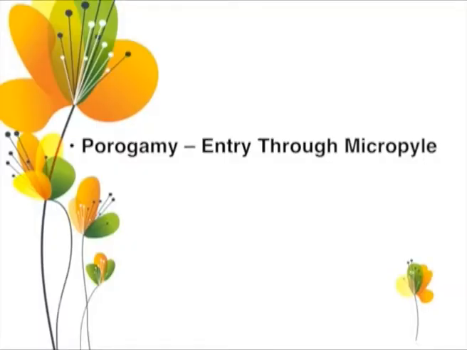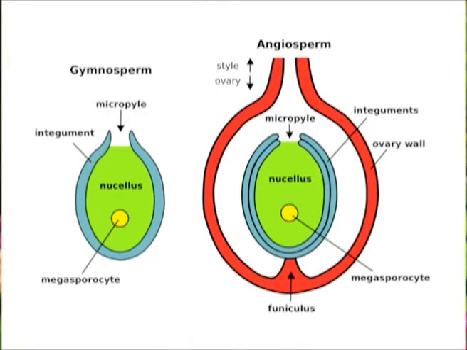The pollen tube may penetrate the ovary in one of three different places depending on the type of the plant. On the basis of the place of entry of the pollen tube, three different types of fertilization are recognized. In porogamy, the pollen tube enters the ovary through the opening in the ovary called micropyle. This is the most common type of fertilization in angiosperms.